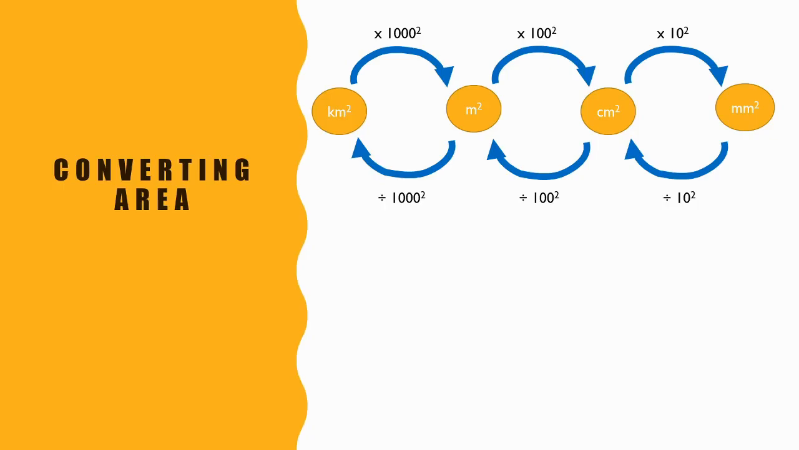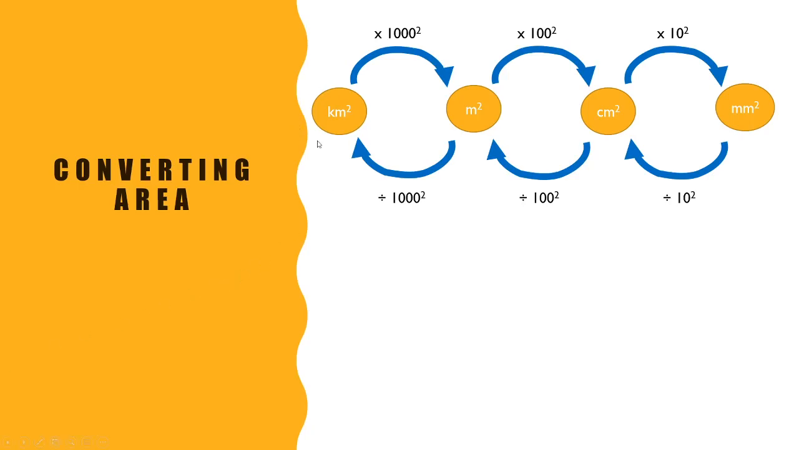So here we have the conversion chart for area. Remember, length is from one point to another. We're measuring along a line or a curve. Area is the space inside a shape. Now, normally we measure area as centimeters squared, millimeters squared, meters squared, kilometers squared.